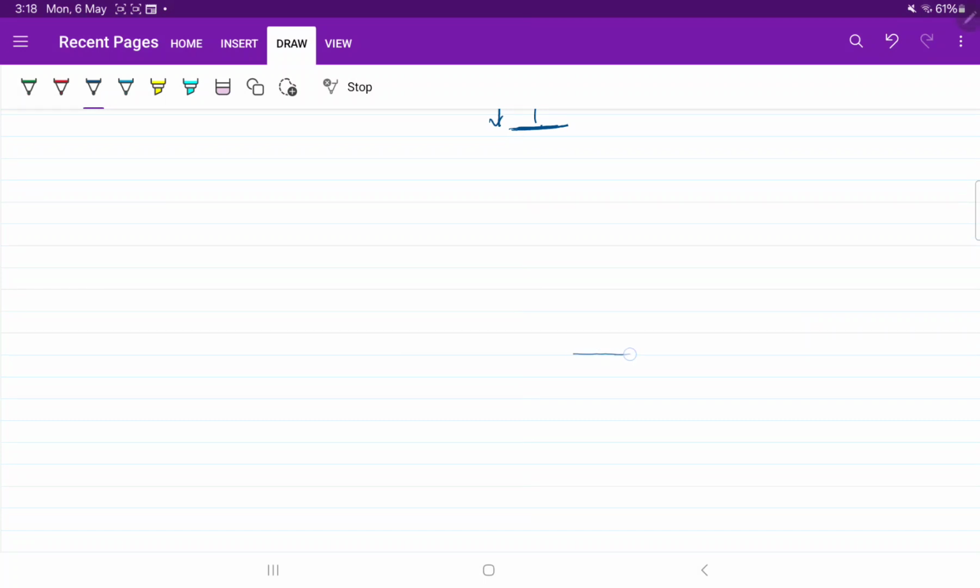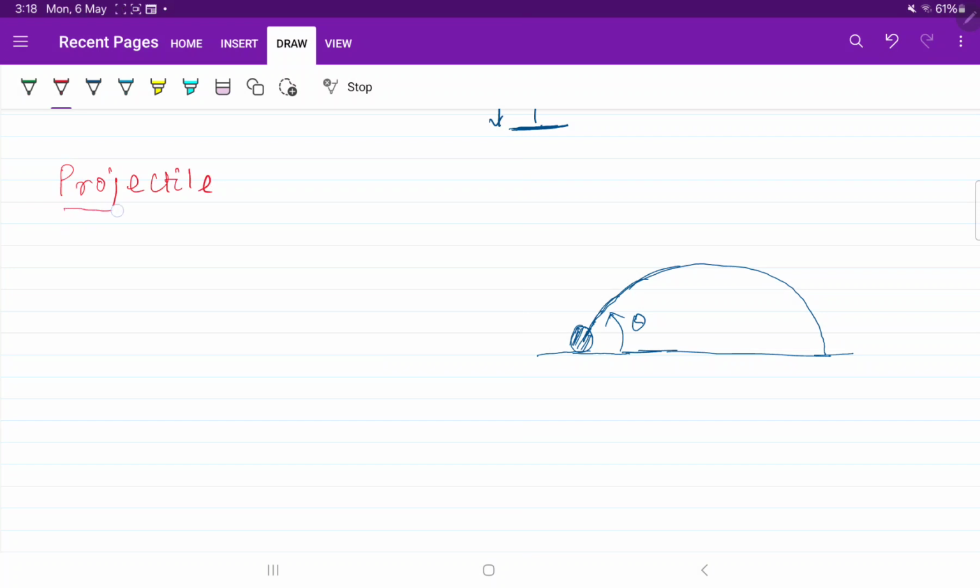Take a ball in your hand and project it with some initial velocity, making an angle theta with the horizontal. Then you can see this type of trajectory will occur. This trajectory is quite interesting. In physics we have named it a projectile, and this type of motion is known as projectile motion.